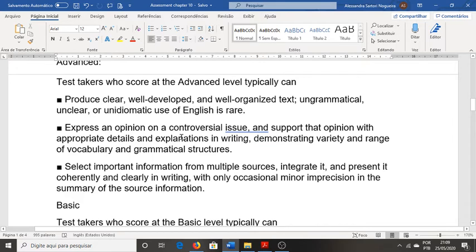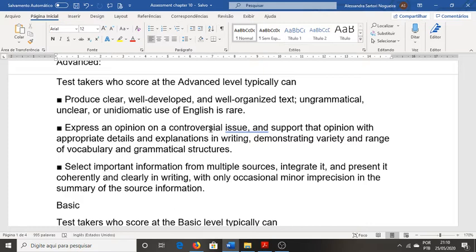They can express an opinion on a controversial issue and support that opinion with appropriate details and explanations in writing, demonstrating variety and range of vocabulary and grammatical structures. They can select important information from multiple sources, integrated and presented coherently and clearly in writing, with only occasional minor imprecision in the summary of the source information. So this is a descriptive band for an advanced level. Some mistakes are okay, but generally the text will be detailed, vocabulary will be varied, and the test takers are able to discuss the ideas clearly.